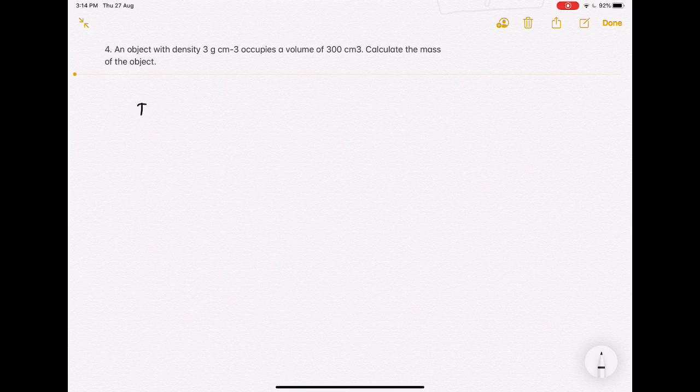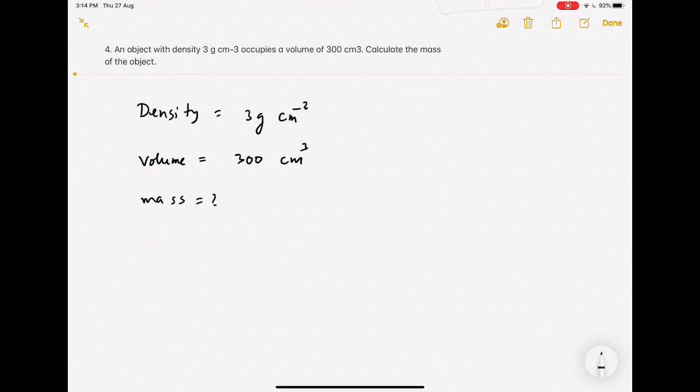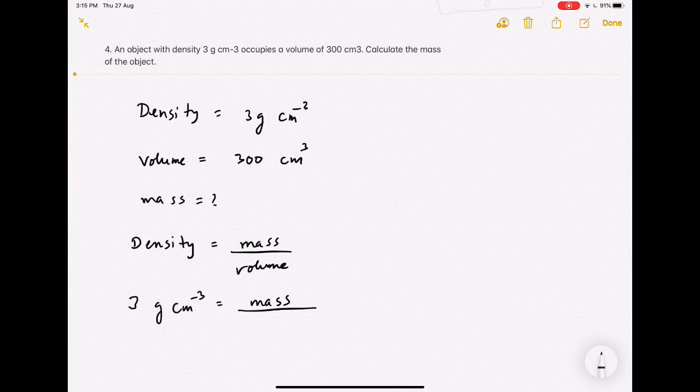Now we write the given information. Density is given as 3 gram per centimeter cube and volume as 300 centimeter cube. We don't know the mass, right? So we still use the same formula of density, which is equal to mass by volume. Now you can substitute the values here. That is equal to the mass we have to find out divided by 300 centimeter cube.